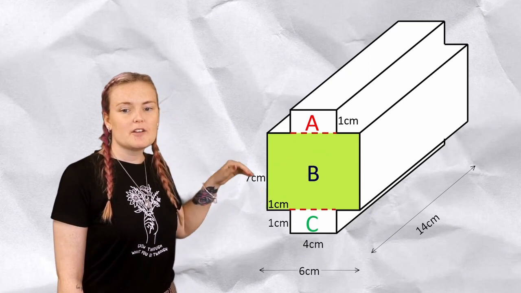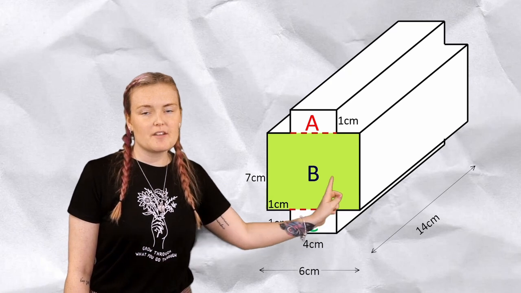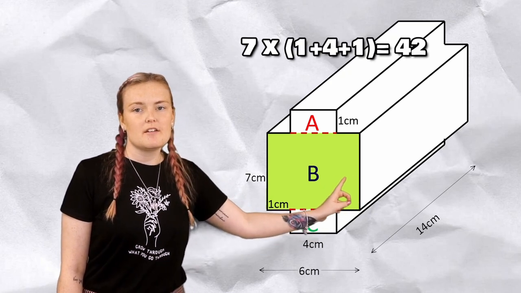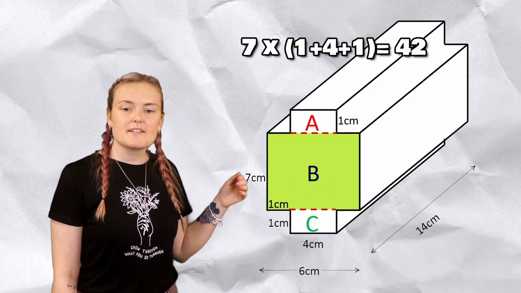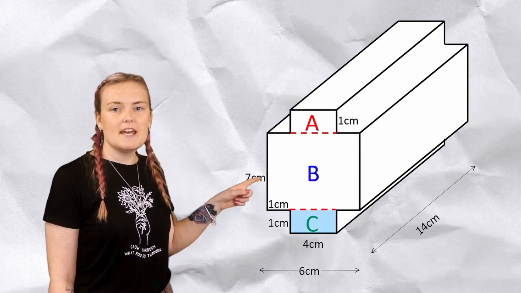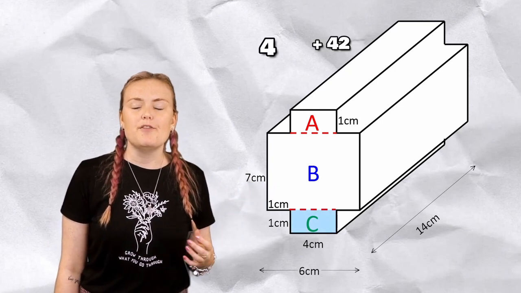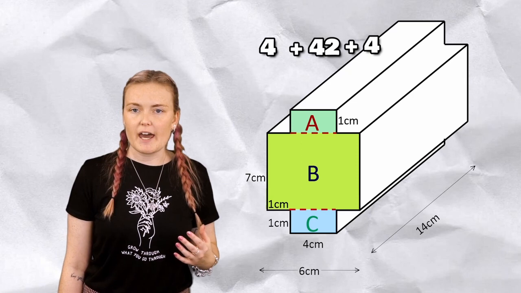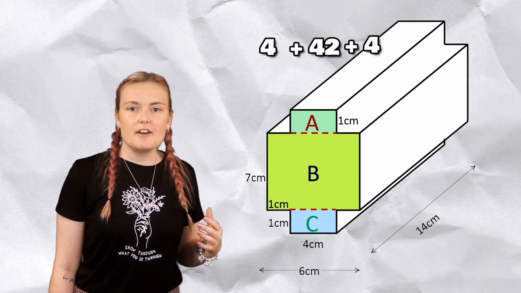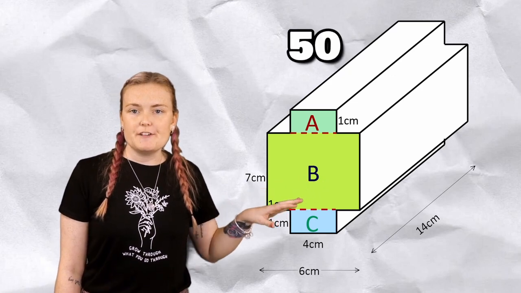So I need to look at the bottom because I know this bit's 1, this bit's 4, this bit's also 1. So adding those together gives me 6. So 7 by 6 is 42. And for shape C, it's 1 by 4 again. So that's 4. So now I've got 4, 42, and 4 again. Adding those together gives me the area of the entire cross-section, which is 50.